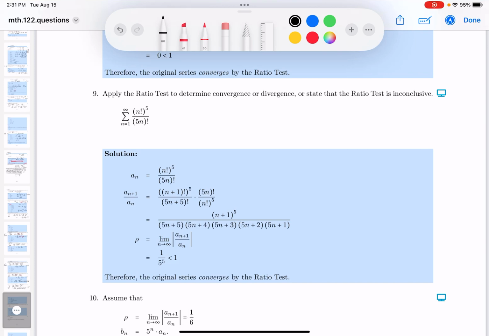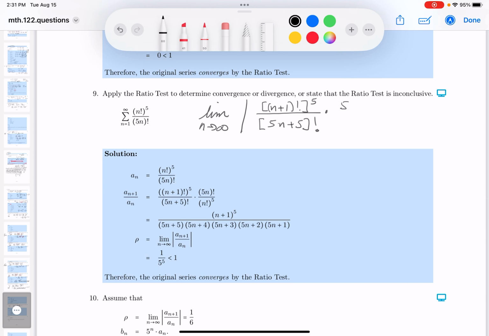All right, so we're on number 9, and this looks like it's going to be a tough one. Let's see if we can do it, and let's write it down. All right, limit, n goes to infinity, absolute value, and I'm going to write this as (n plus 1) factorial to the 5th power, and then on the bottom you're going to get (5n plus 5) factorial. And then I'm going to be dividing it by a_n, or multiplying by the reciprocal.